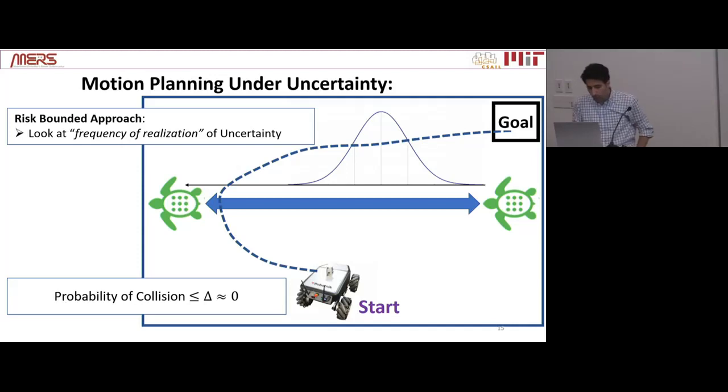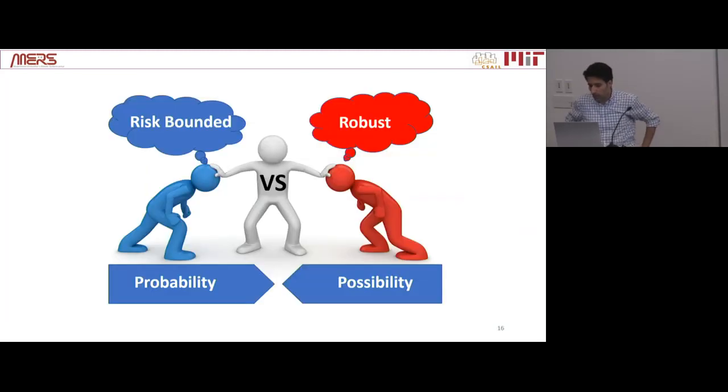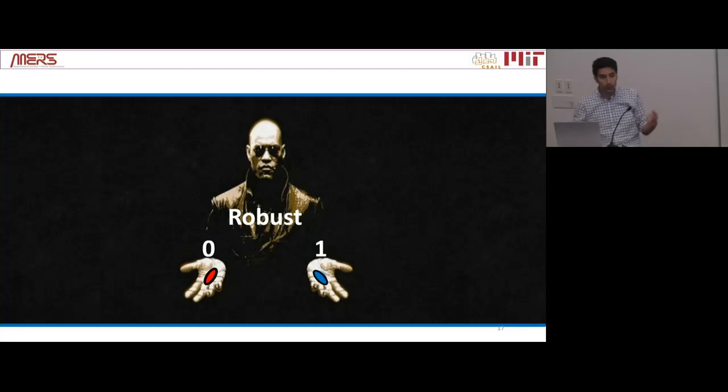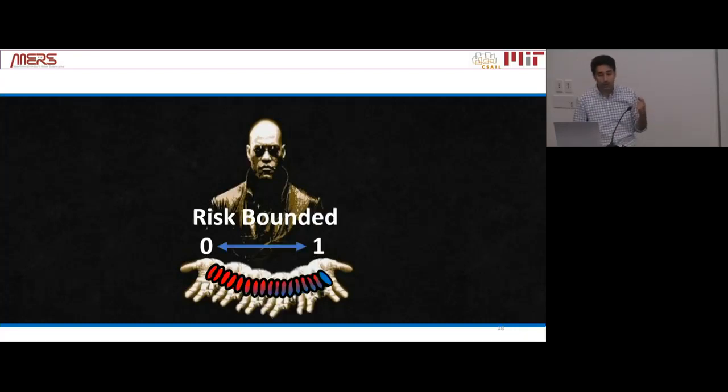So in summary, if I want to compare the risk-bounded approach and robust, it is all about probability versus possibility. In possibility, in robust, we only have two outcomes, failure or success, 0 or 1, just two outcomes. But on the other hand, risk-bounded versions offer us 0, 1, and whatever is between. Not only can we fail or succeed, we can also decide the degree of this failure and the success. So we have more freedom, and this freedom will result in less conservative plans.